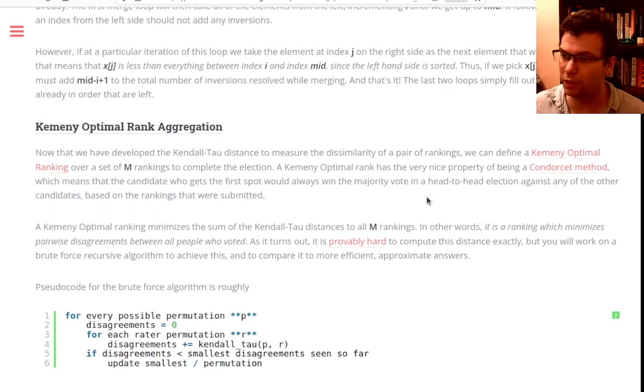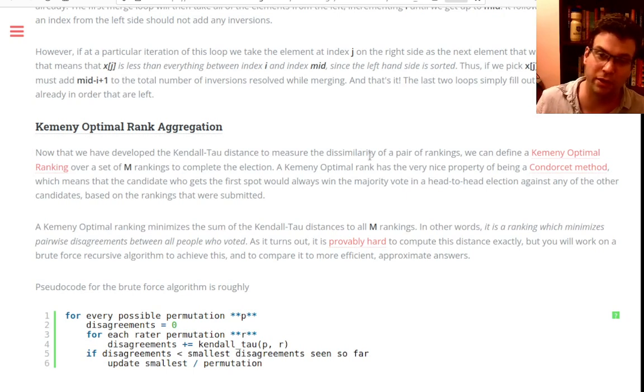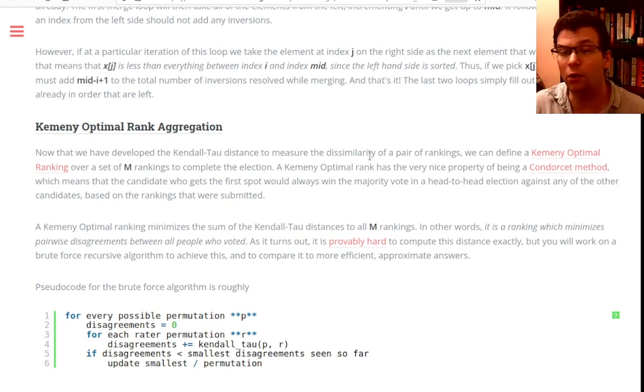So the only other thing that I need to explain is the Kemeny optimal rank aggregation. And this is kind of exactly the same thing. The only difference is now instead of comparing one ranking to one other ranking, we're going to compare one ranking to everyone's ranking. So I'm going to try to compare my ranking to everyone else in the class's ranking. And my goal is to minimize all disagreements with everyone. So in other words, I'm going to try to minimize the sum of the Kendall tau distances between some permutation that I'm trying to figure out and every rater in the class.